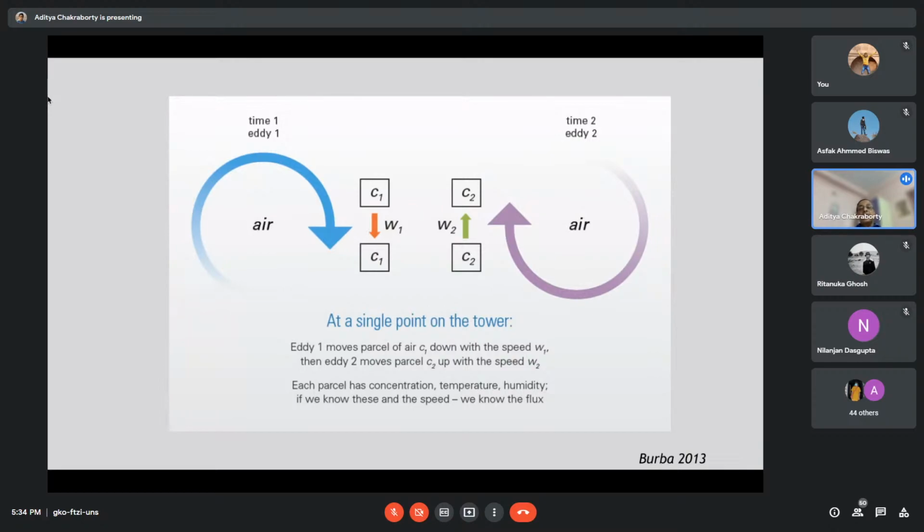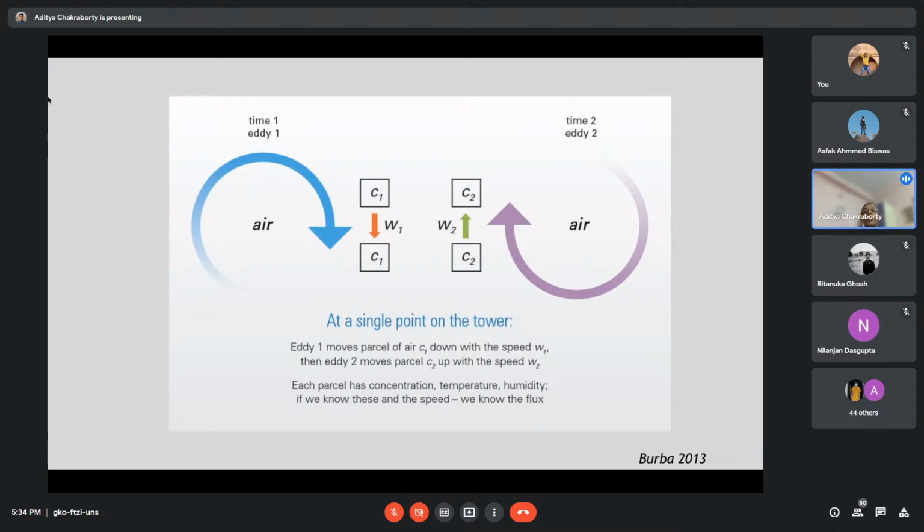So AD1 moves one parcel of air, C1, down with speed W1, and AD2 moves another parcel, C2, up with speed W2. Each parcel has concentration, temperature, and humidity, and if we know these and the speed, we can calculate the fluxes.